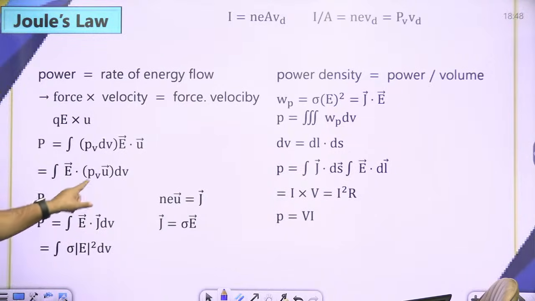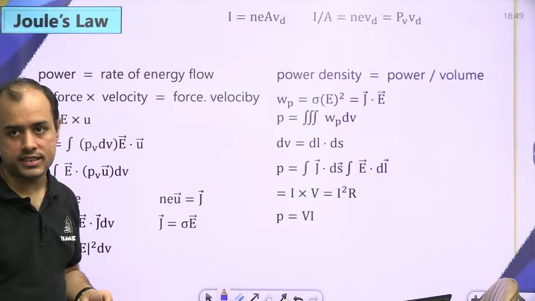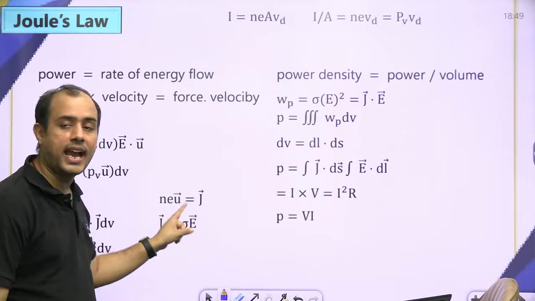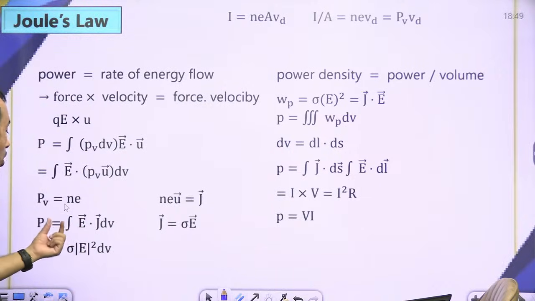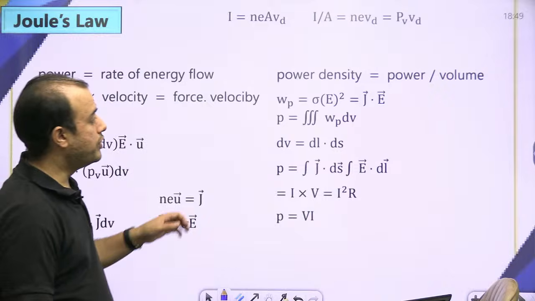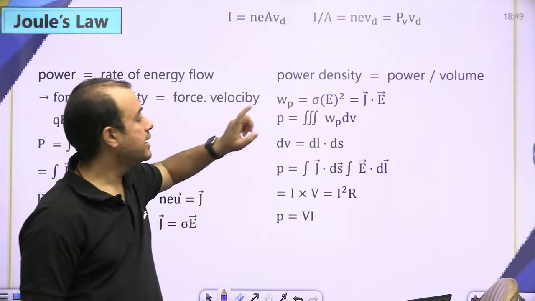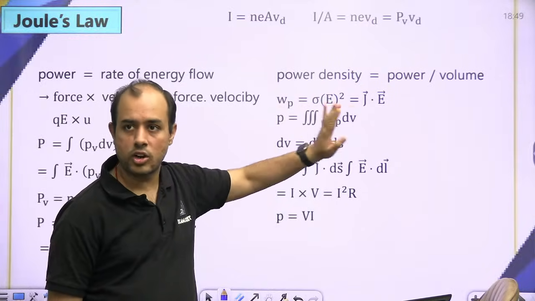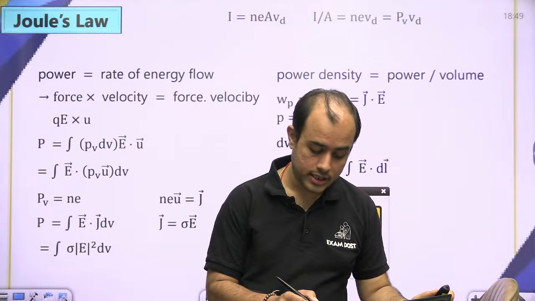J will be Ne into U. जैसे करंट होता है ना, करंट क्या होता है? NEA into velocity. तो करंट डेंसिटी होती है NE into velocity. तो E dot J dv और J सिग्मा E, तो सिग्मा mod E square dv. So when you talk about power density, power per unit volume, it is sigma into E square or J dot E. सिग्मा इंटू ई स्क्वायर और J डॉट E.